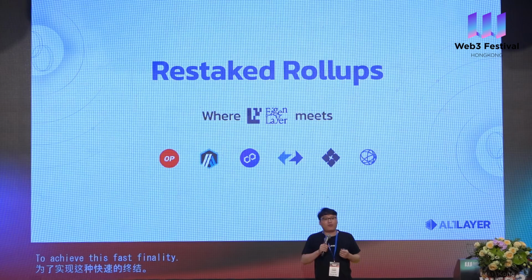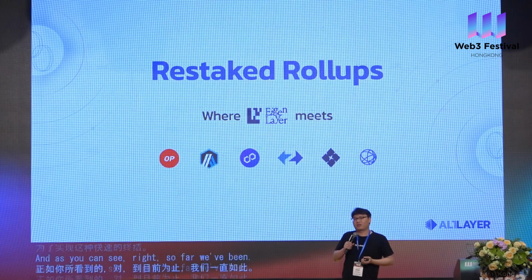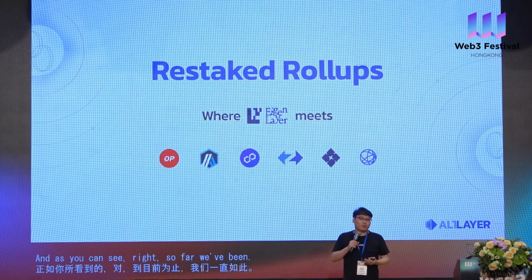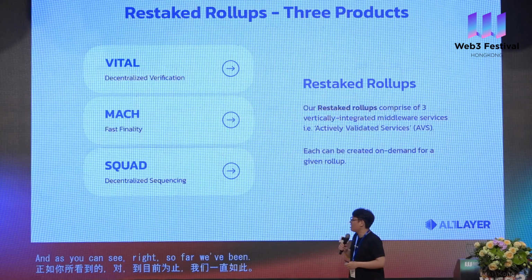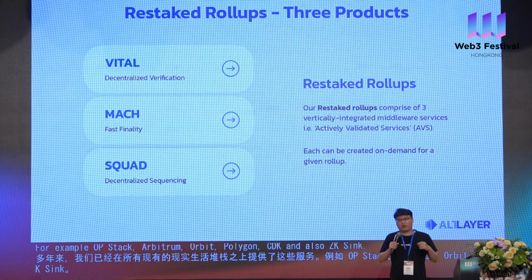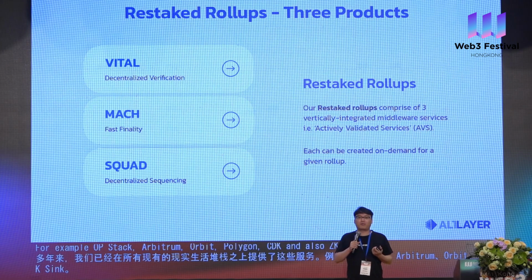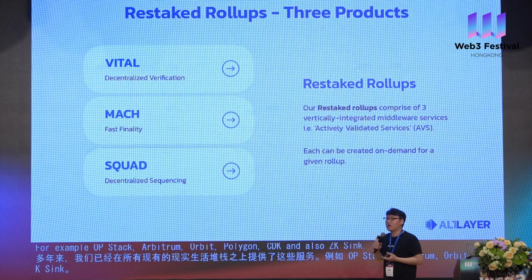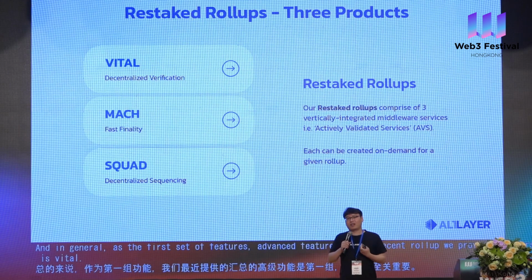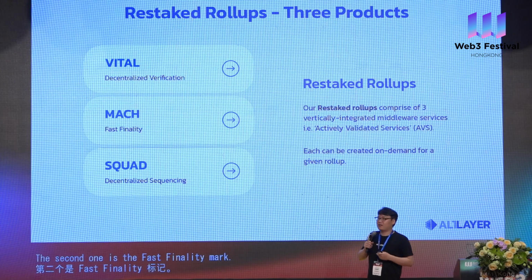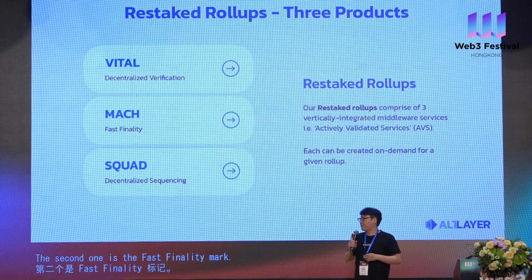As you can see, we've been developing this Restaking Rollup for years, and we already provide these services on top of all the existing rollup stacks, for example OP Stack, Arbitrum Orbit, Polygon CDK, and also ZK Sync. In general, the first set of advanced features we provide with the Restaking Rollup: the first one is Vital, a decentralized verification network. The second one is the fast finality MARC, which is on top of the Vital. And the last one is decentralized sequencing.